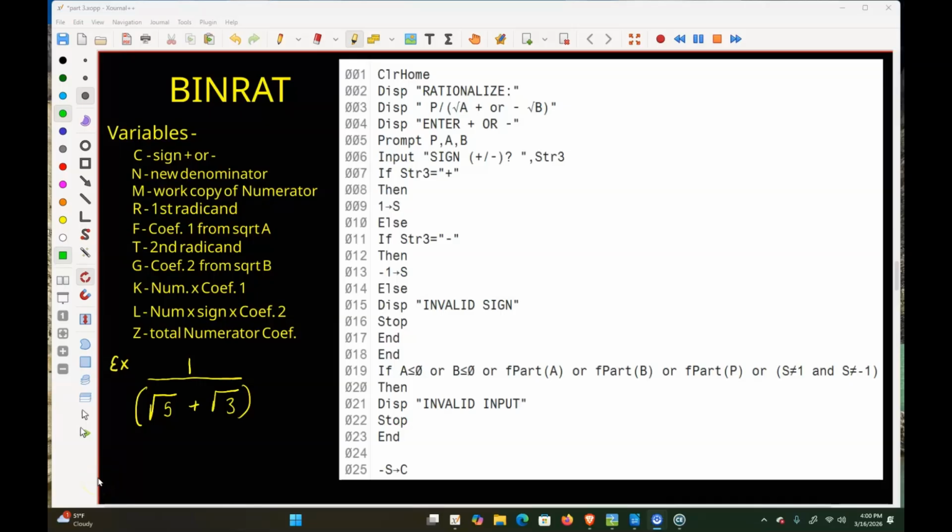And the last problem is where we have the binomial denominator. Okay, so an example will be like a number over a radical plus or minus another radical. That's the format I chose to try. So here, things are going to be a little different. Okay, so our number p will be like this number 1 here. Square root of a will be like this here, plus or minus the square root of b.